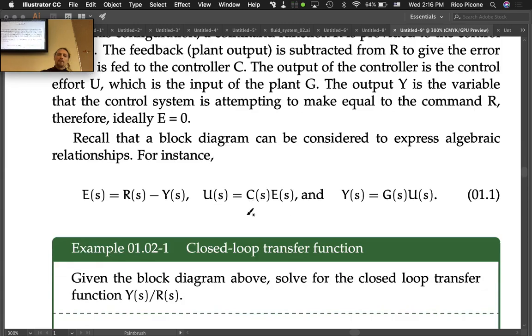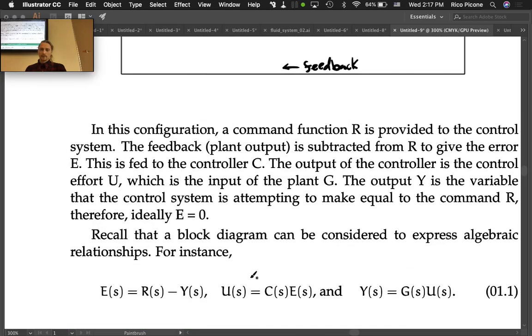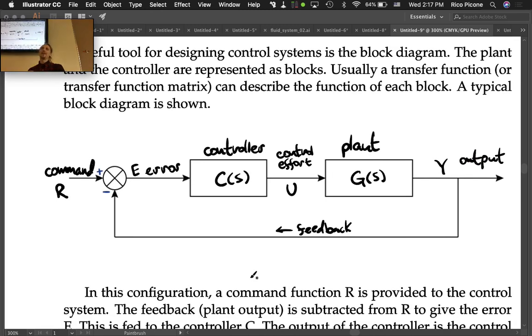So there's that. Okay, so here are the 3 equations that are defined in that figure. So let's do a quick example, which actually we're going to derive something of interest to ourselves as we go forward. This is a learning example, not just an example of a problem to work, but a derivation kind of example. Given the block diagram above, solve for the closed loop transfer function Y over R. The closed loop transfer function, you had a homework problem on this in system dynamics, but I didn't talk about it in class. The closed loop transfer function is defined as being the output over the command.